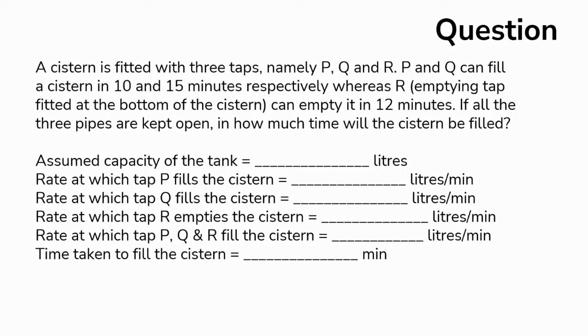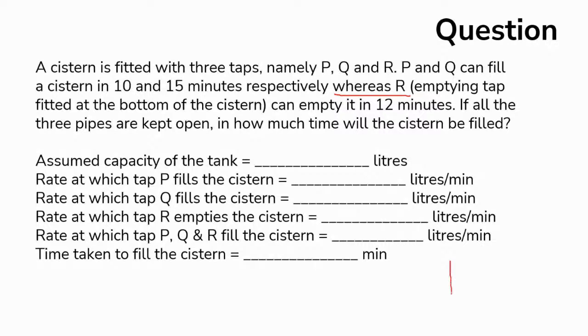Yes, guys. So what they're saying here: a cistern is fitted with three taps, namely P, Q, and R. P and Q can fill the cistern in 10 and 15 minutes respectively, whereas R, the emptying tap fitted at the bottom of the cistern, can empty it in 12 minutes. If all the three pipes are kept open, in how much time will the cistern be filled?